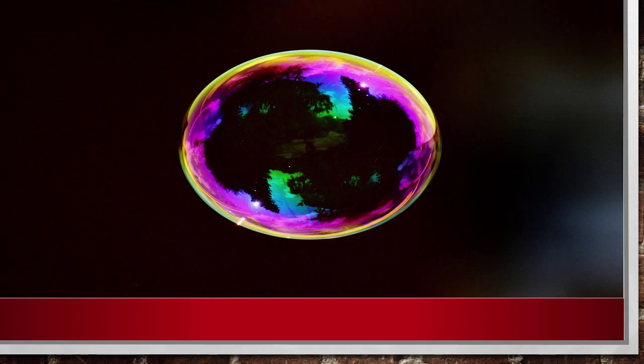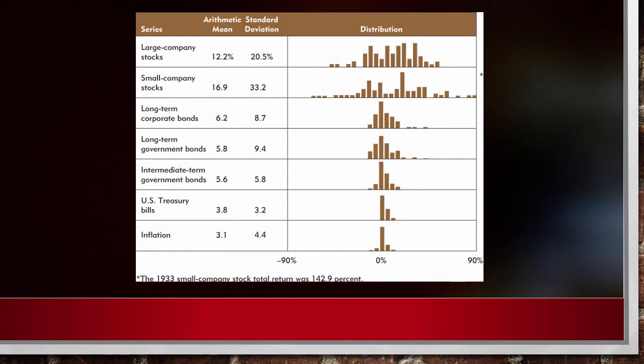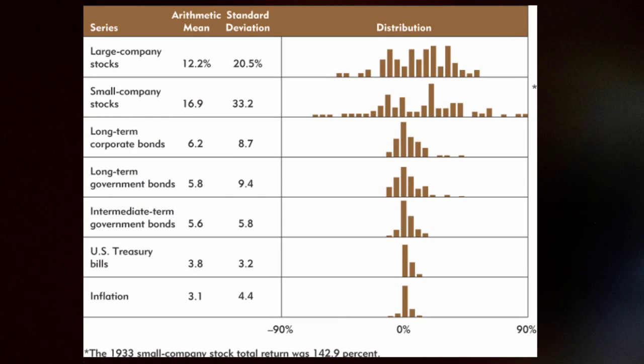2002. And in fact, when we take a look at large company stocks, the arithmetic mean was 12.2%. The standard deviation is 20.5%. If we take a look at small stocks, the average return, the arithmetic mean, the simple return, is 16.9%. But the standard deviation is much more intense. It's 33.2%. So you get a higher return for small stocks, but you have a lot more volatility of those returns, and thus you have more risk of even bigger losses.